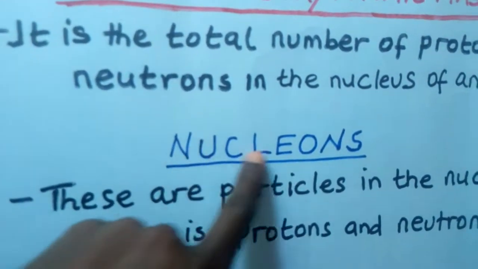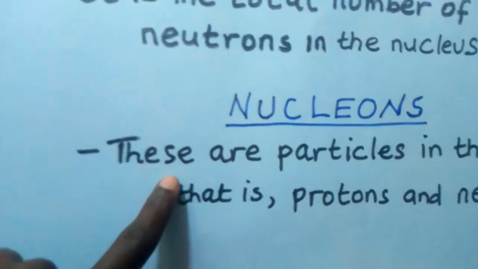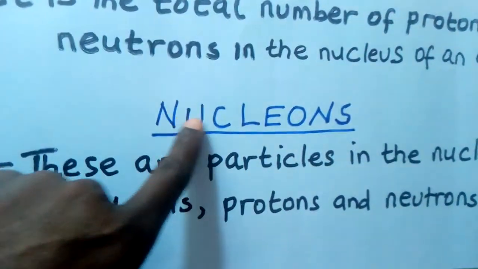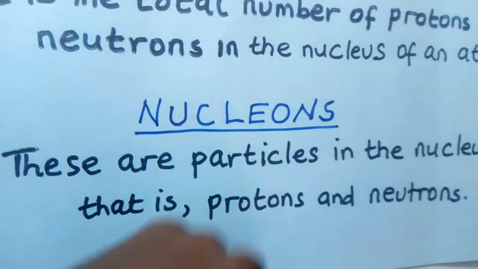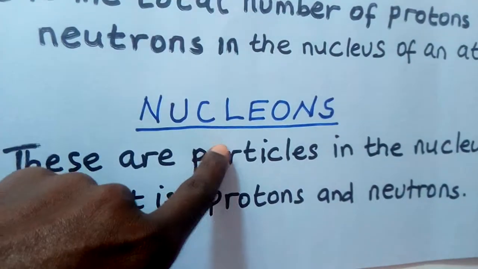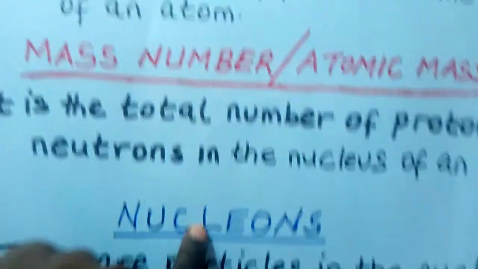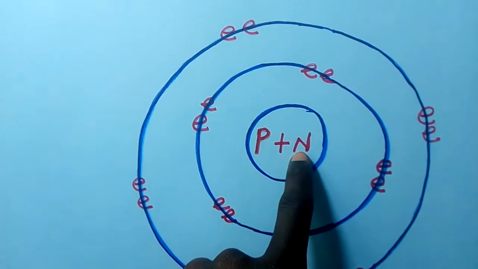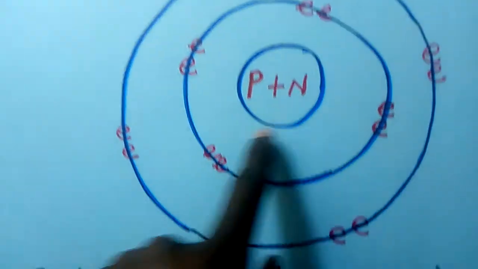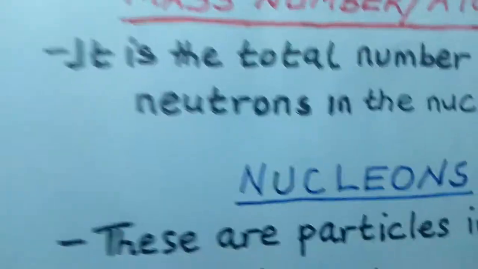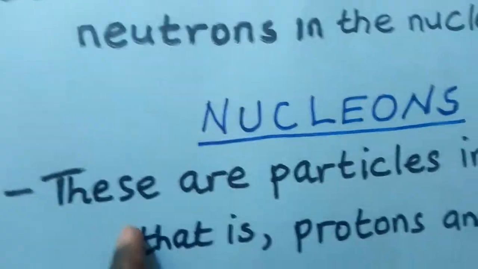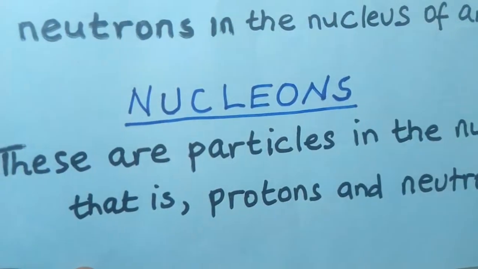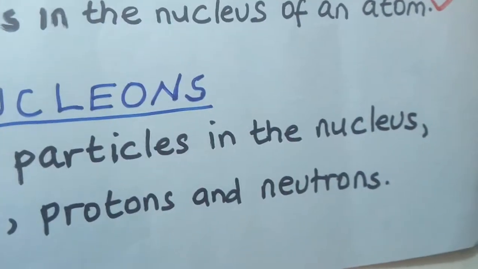So when somebody asks you, what do you mean by nucleons? Let's start from here. Nucleons mean particles. These are particles in the nucleus. Just look at this word, nucleons is related to the word nucleus. So those things which are in the nucleus are the ones we call nucleons. Let's go back to the diagram. We say the nucleus is the center of an atom. What are those things which are in the nucleus? Protons and neutrons. So when somebody says, define the word nucleons, you simply say, these are particles in the nucleus. And what are they? That is protons and neutrons.